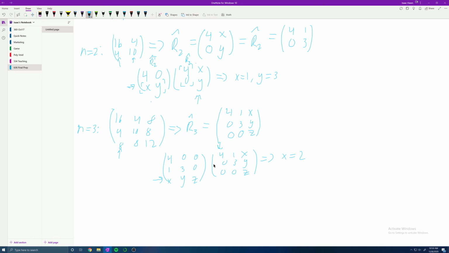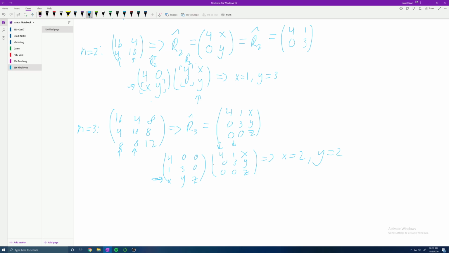All right, let's keep going here. That means when we multiply this row again right here times this column, we'll get x plus 3y equals 8. We know that x has to be 2, so 2 plus 3y equals 8. 3y equals 6, y equals 2 as well.